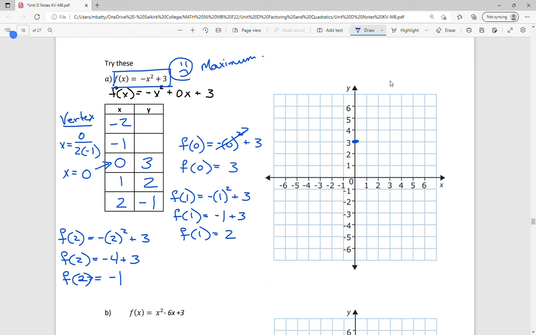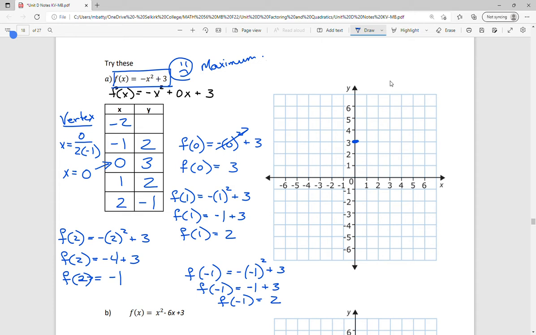And I'm going to keep going. By using this function notation, you can kind of write all over the page. So let's do f at -1 here. So negative of -1 squared plus 3. F at -1 would equal -1 plus 3. Oh, you should notice that they're symmetrical.